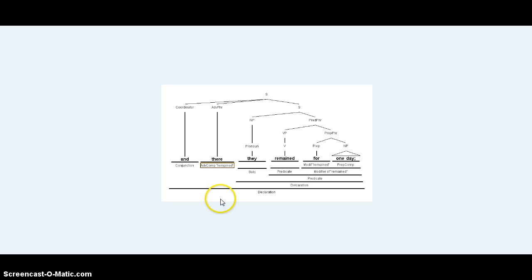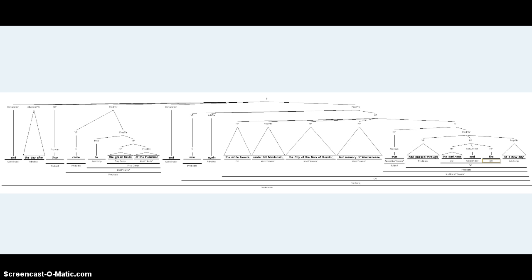The next part of this sentence, this is not entirely complicated, but it is interesting to have the adverbial there outside of they remained for one day. This could have easily been said, and they remained there for one day. So it's interesting that this was placed outside for stylistic purposes. It makes it a little tricky to diagram. And last, but certainly not least, is the final clause, the final sentence.